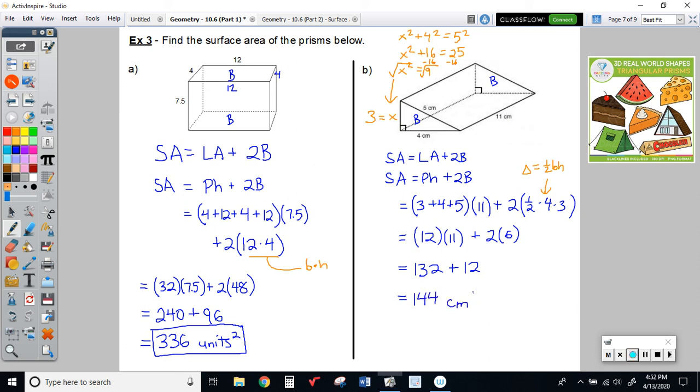144 centimeters squared. So maybe this is kind of a strange tent, but maybe a building of some sort, and you need to have enough material to cover this whole thing. You would need 144 centimeters squared. That'd be a pretty small building. Maybe it's a building for ants. You could be calculating the surface area of a lot of different figures, triangular prisms.